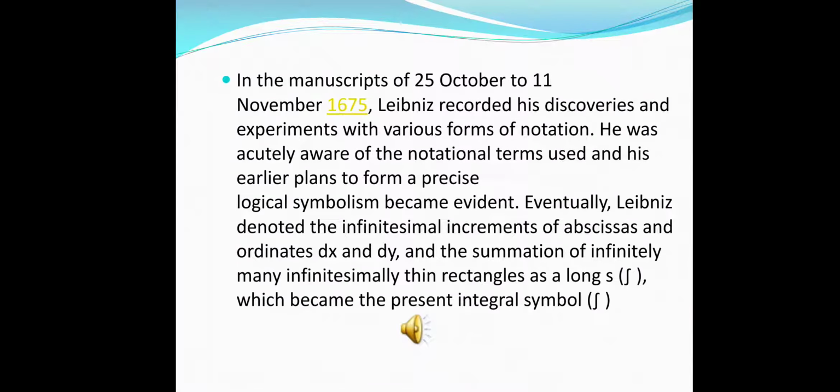In the manuscripts of 25 October to 11 November 1675, Leibniz recorded his discoveries and experiments with various forms of notation. He was acutely aware of the importance of notation, and his earlier plans to form a precise logical symbolism became evident. Eventually, Leibniz denoted the infinitesimal increments of abscissas and ordinates dx and dy, and the summation of infinitely many infinitesimally thin rectangles as a long S, which became the present integral symbol.